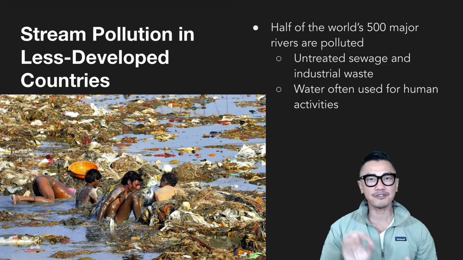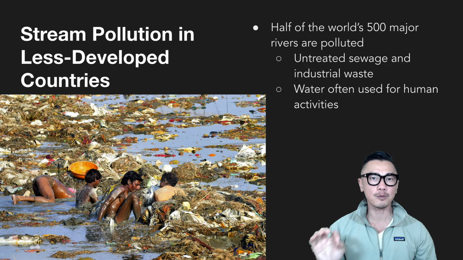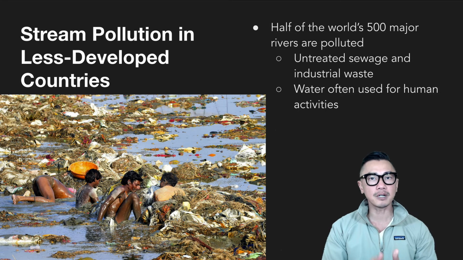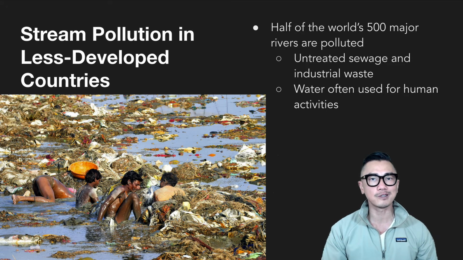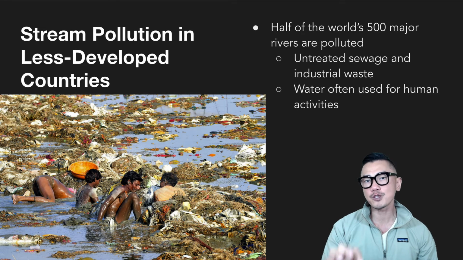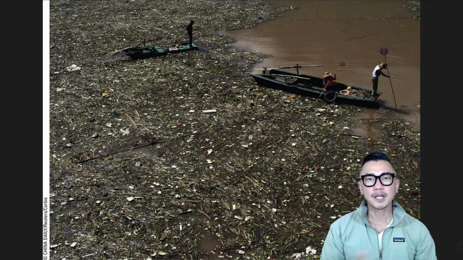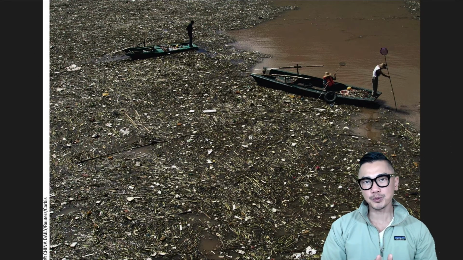Half of the world's 500 major rivers are polluted. In less developed countries, they're polluted with untreated sewage and industrial waste. Unfortunately, this is the same water used for human activities. This is a photo of China's Yangtze River. It's polluted with chemicals, sediment, and trash.